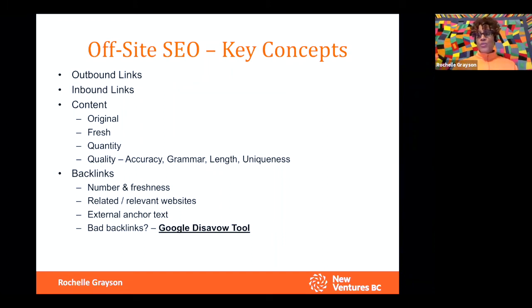How fresh are those backlinks? Are those backlinks from 2010 or are they from January 2021, right? Then Google will also look at those other websites. Are they related? Do they seem to have similar content? If they are, that's really important. That's good. That's relevant.